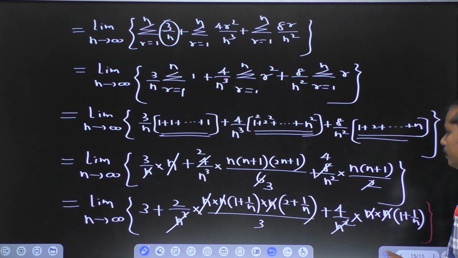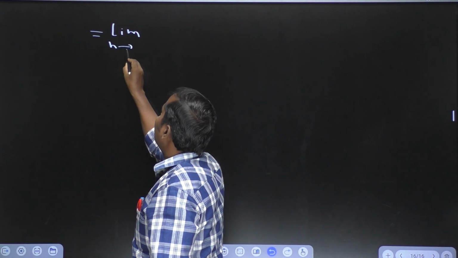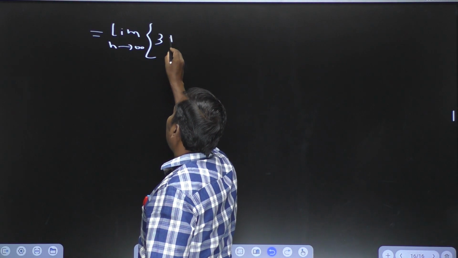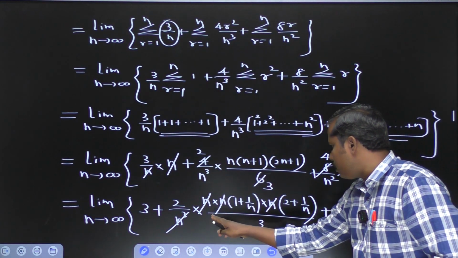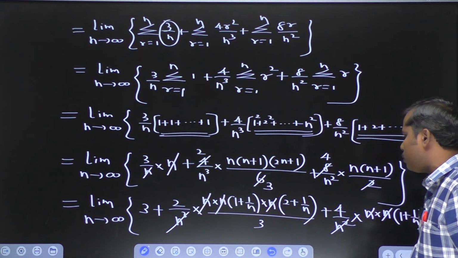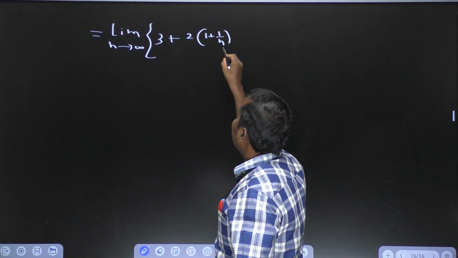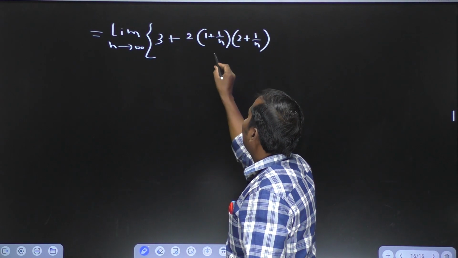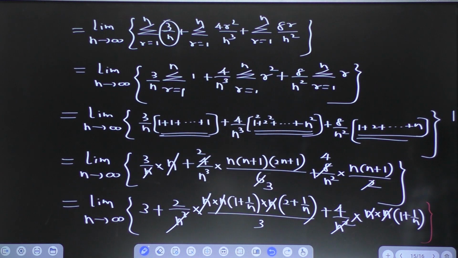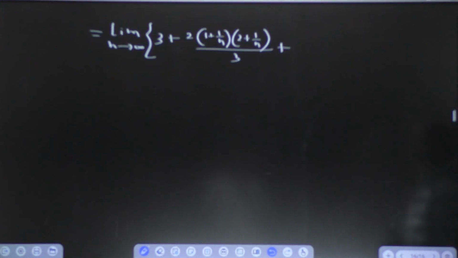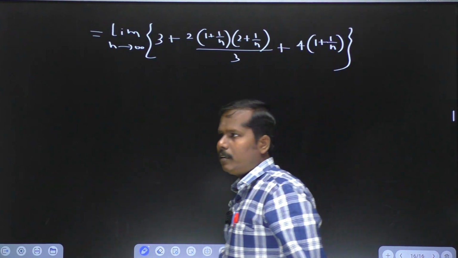So now let us write the balance things carefully. What is the balance you are getting here? Limit n tending to infinity, you are getting 3 plus, what are the factors left out? 2 into 1 plus 1 by n, 2 plus 1 by n, whole divided by 3, plus 4 into 1 plus 1 by n, close it, close the entire bracket.